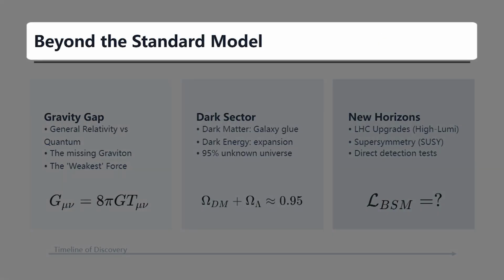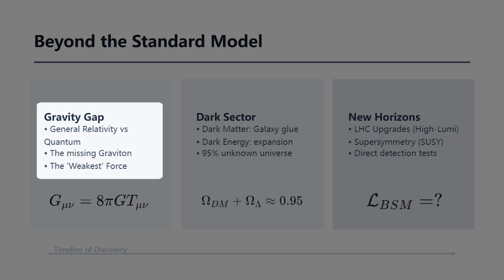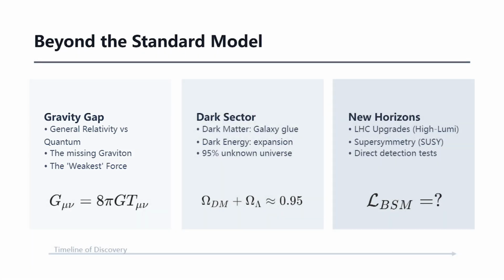Building on our realization that the Standard Model is incomplete, we arrive at the final frontier of our course, what lies beyond it. The most glaring omission is gravity. While general relativity explains the macro world of stars and galaxies, it refuses to play by the quantum rules we've spent this session discussing. This gravity gap remains the biggest hurdle in creating a unified theory of everything.